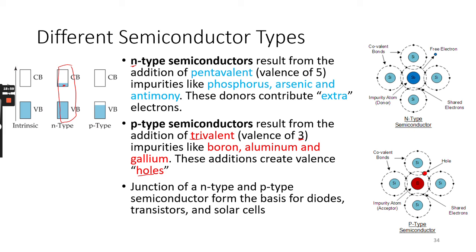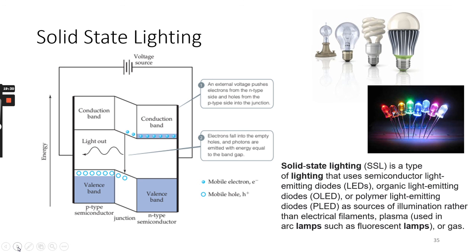Okay. Now, when you bring a P and N-type semiconductor close together to each other, you form this junction of an N and P-type semiconductor. And that is how they make diodes, transistors, and solar cells. So LEDs, that you probably are familiar with, is when you combine a N and P-type semiconductor close together. That allows the electrons to move from one to the other very easily. So here is the application of that. Bringing your N and P type together will form what we call solid-state lighting.